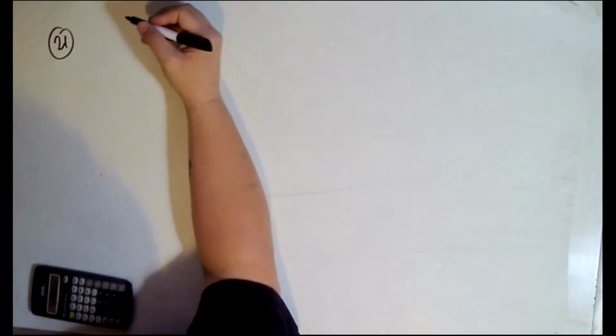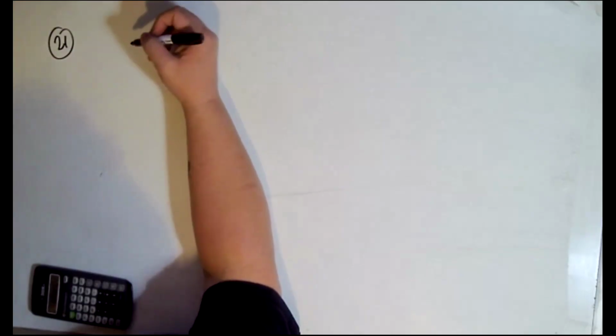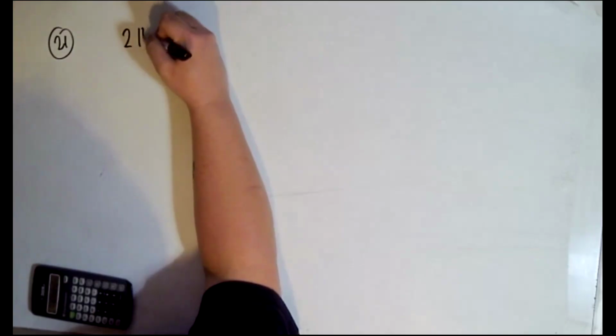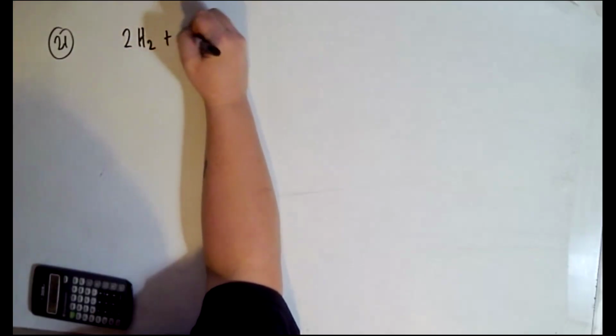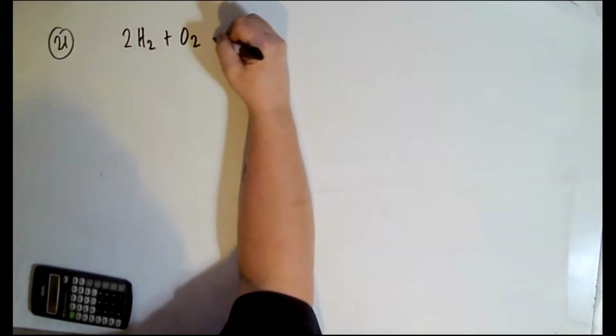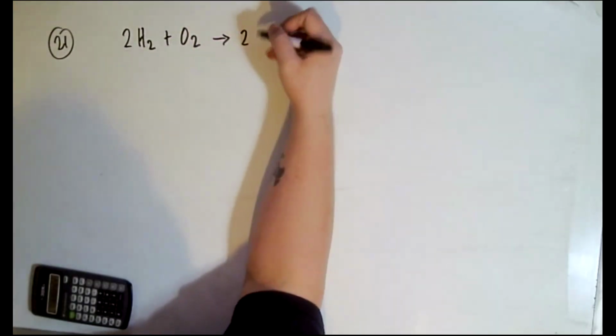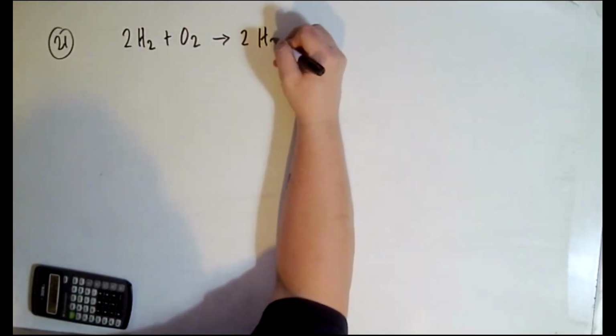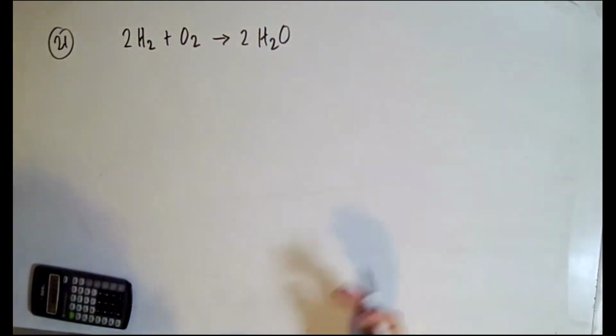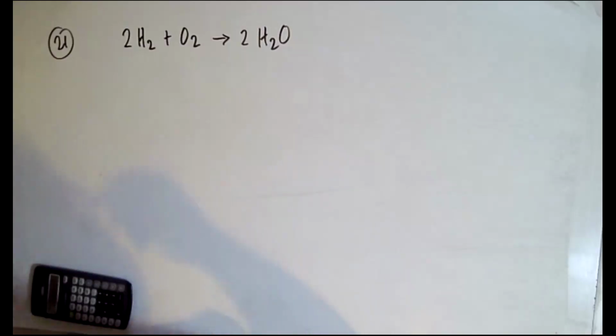The first choice they give us in this question, they say that the equation is not balanced. That's our first statement that we have to check to see if it's true or false. This is the reaction that they give us. So the reaction is balanced, so it's not going to be that statement.